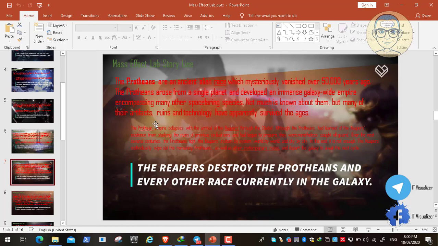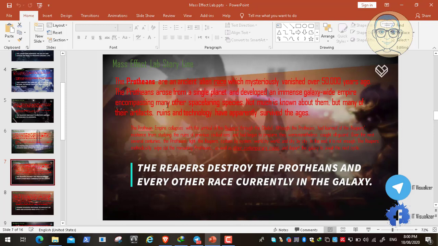So the Leviathans created the AI, which is called the Catalyst, and the Catalyst betrayed them and created the Reapers, and the Reapers destroyed the Leviathans, and then they began their way to conquer the other species and galaxies. The first civilization they destroyed was the Protheans.